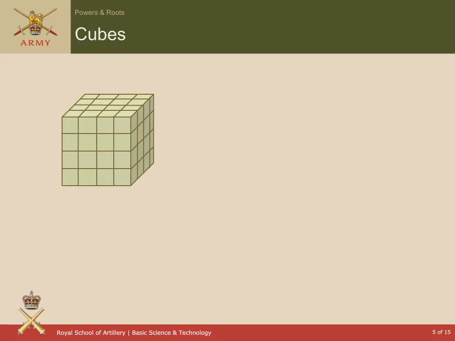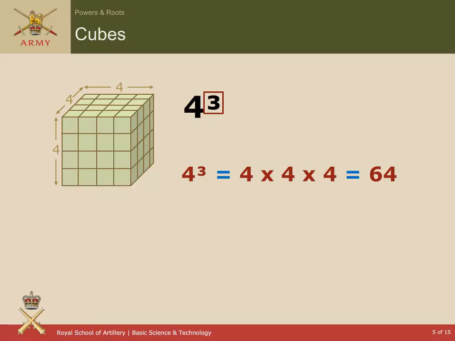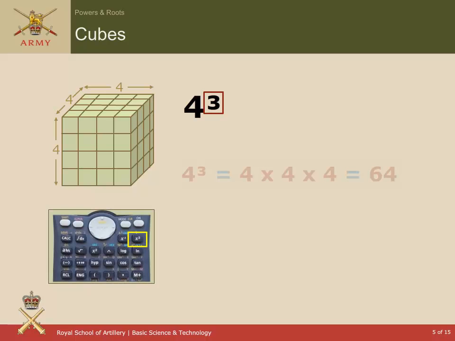Cubes go one stage further than a square in that it's a number multiplied by itself 3 times. It is denoted by a superscript 3. So 4 cubed is 4 times 4 times 4 equals 64. Most calculators have a button on it which calculates cubes, or again you could use multiplication. 2 times 2 times 2, 2 cubed is 8.